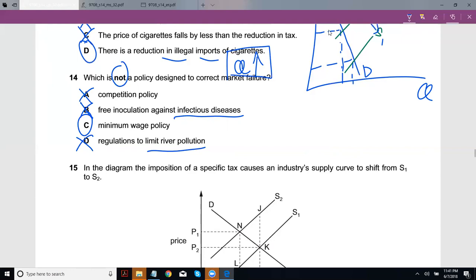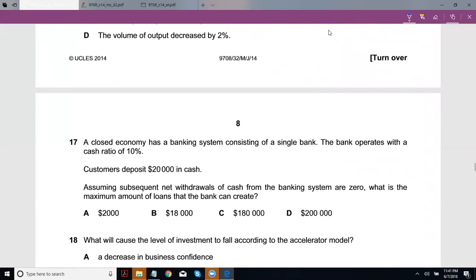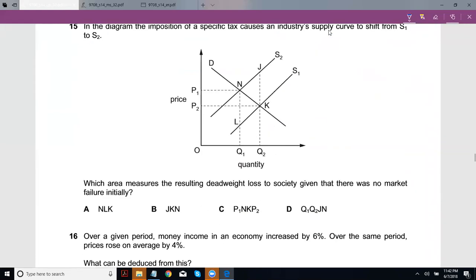Okay. Sharia, what would you say? I'd say C. Yeah. Equity is different, market failure is different. Okay. So it's okay, Bilal.